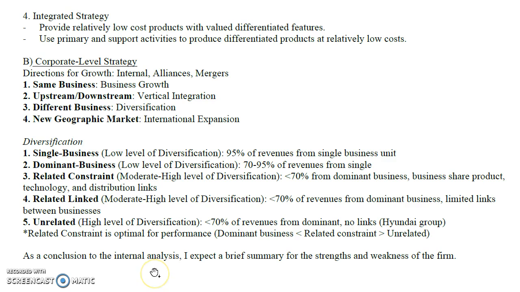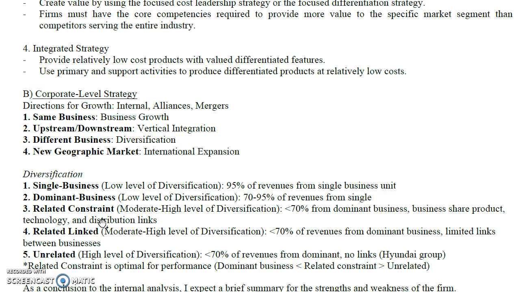As a conclusion to the internal analysis, the professor expects a brief summary of the strengths and weaknesses of the firm. So just remember unrelated, related linked, related constraint, dominant business, and single business in terms of diversification. For new geographic market, remember the international expansion.